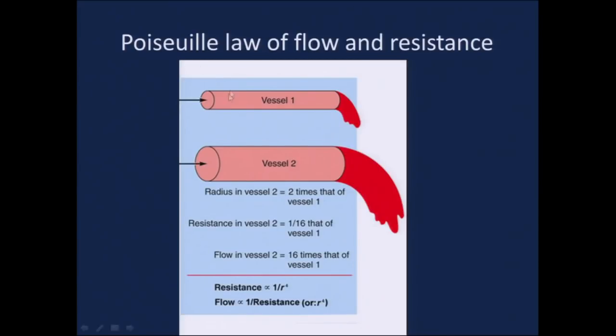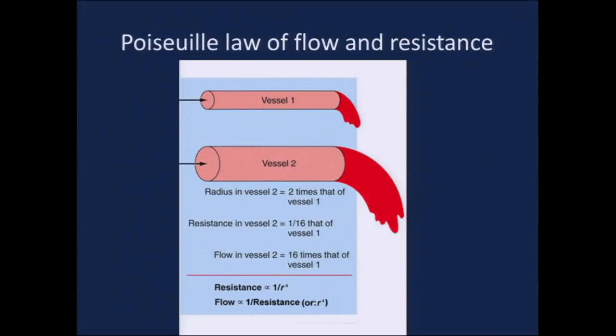And just to remind you by physics, Poiseuille's law of resistance. If you have a vessel here, and you have like a 50% reduction of the size of the vessel, you have a 16 times increase in the resistance, not double. Because remember Poiseuille's law, the radius is to the power of 4. So any slight change in the diameter significantly affects the resistance.